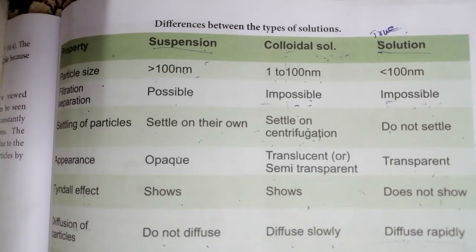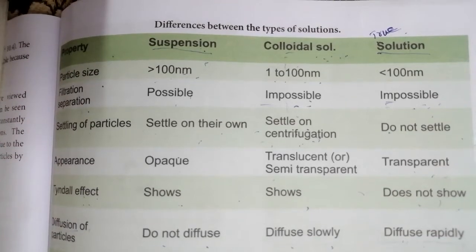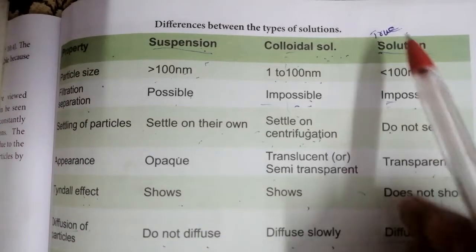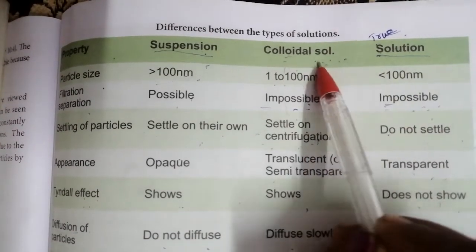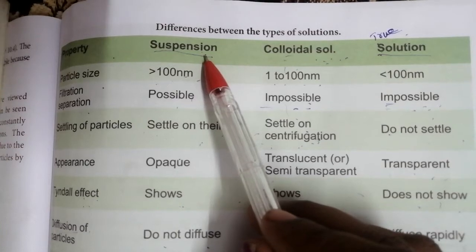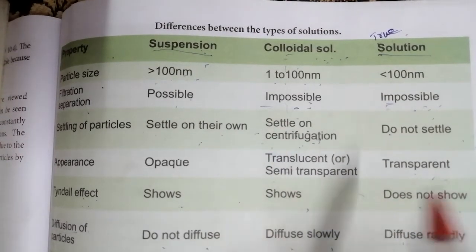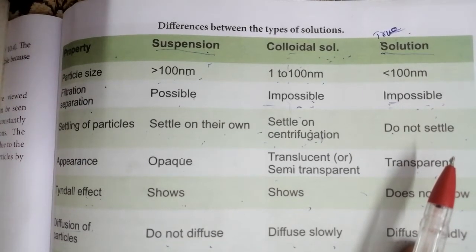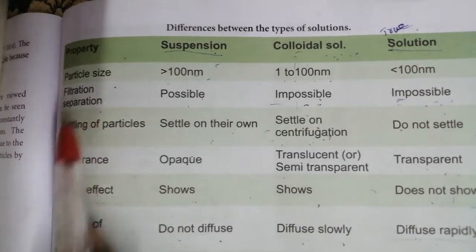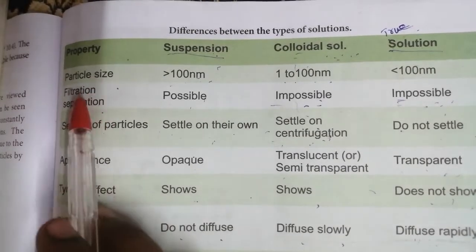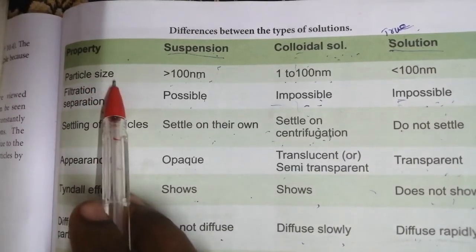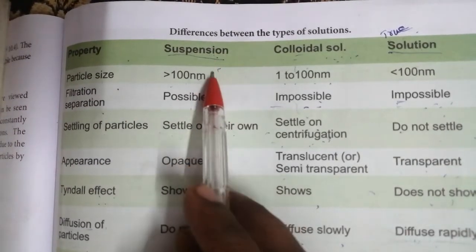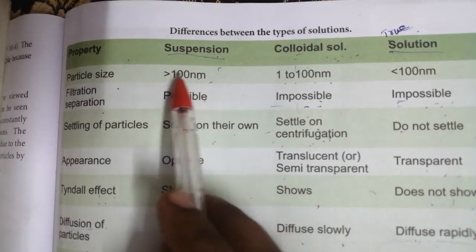Already I told you, based on the particle size, solution is classified into three types: true solution, colloidal solution and suspension solution. So what are the differences between the three solutions? Today that only we are going to learn. Okay, so see these properties. The first property is particle size. So what is the particle size for suspension?